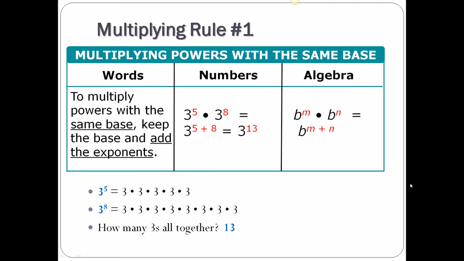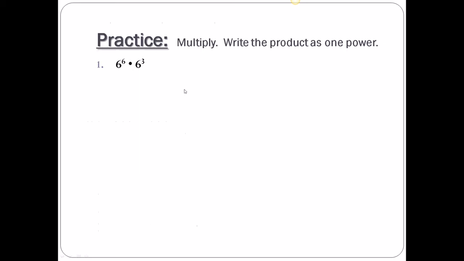So when we see it written as algebra, some students go, oh my gosh, I don't know what b to the m times b to the n is. It just means you have the same base. All you have to do is add whatever those numbers are. That's all it is. So here we go. Let's practice it.